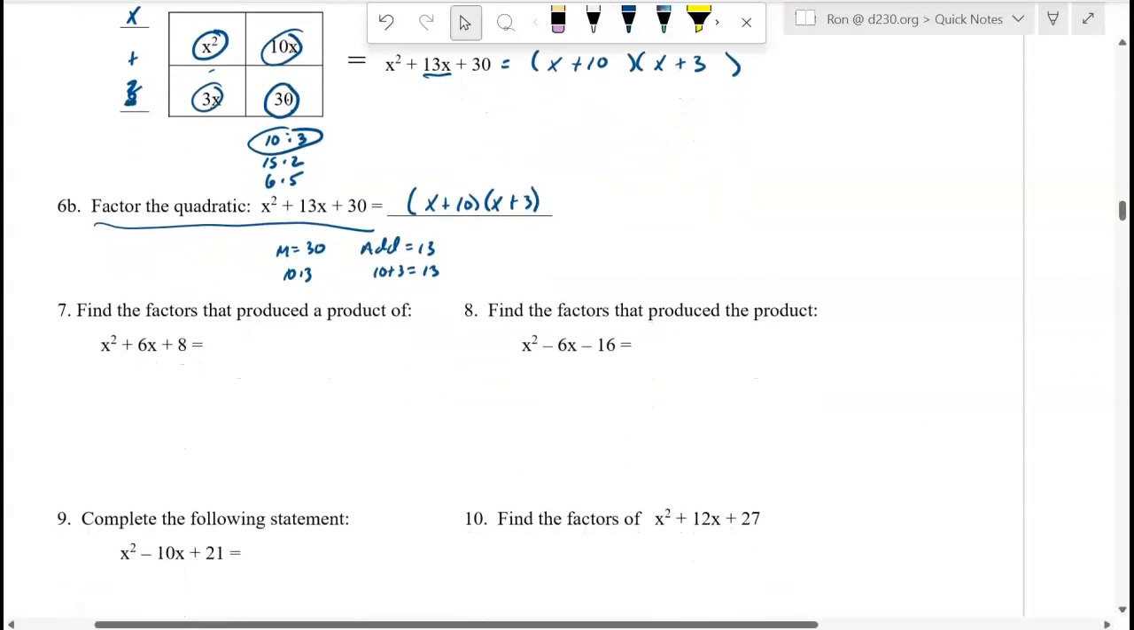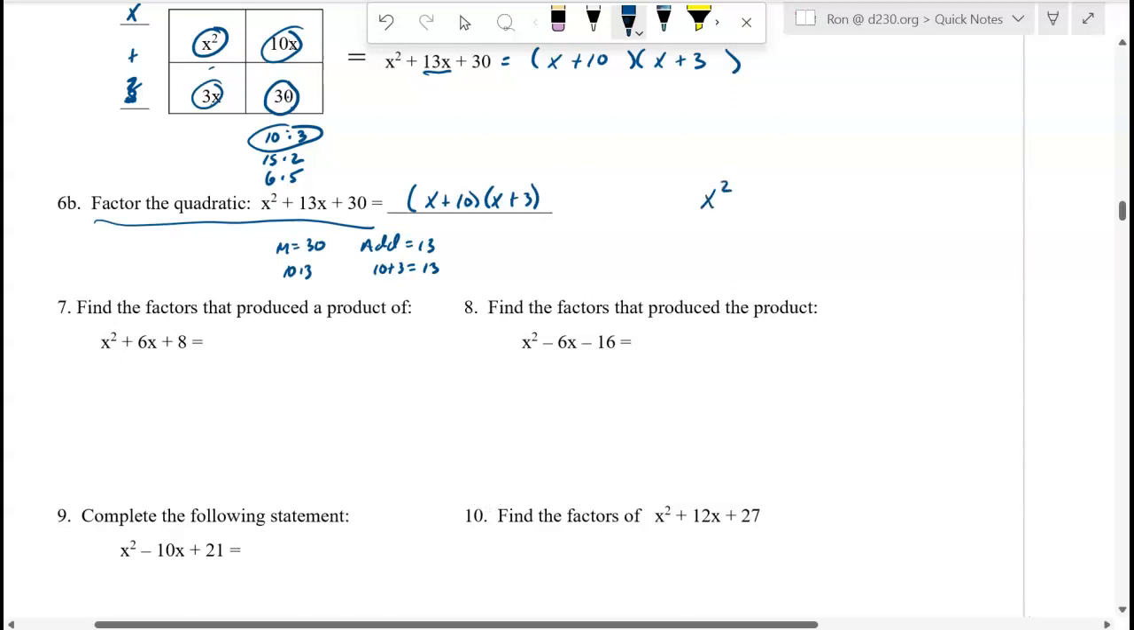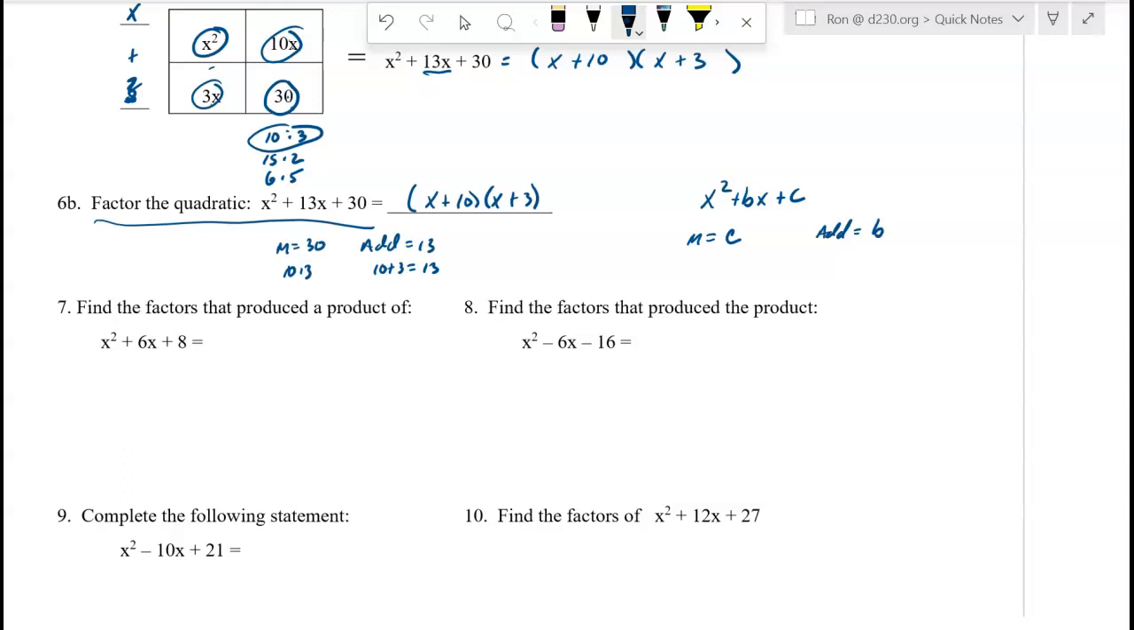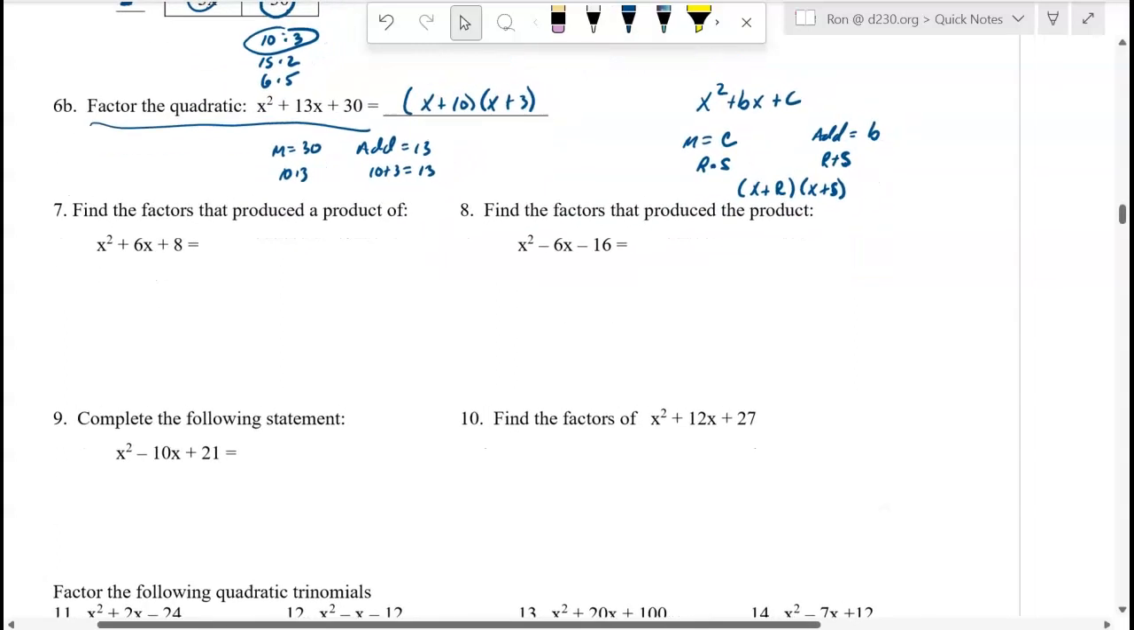So the key here is, if I have to factor x squared plus bx plus c, I need to find what multiplies to give me c and adds to give me b. Once I find those, say r times s, I know r plus s has to add up to b, so we would factor it as (x + r)(x + s). So let's take a look at a couple of examples here.